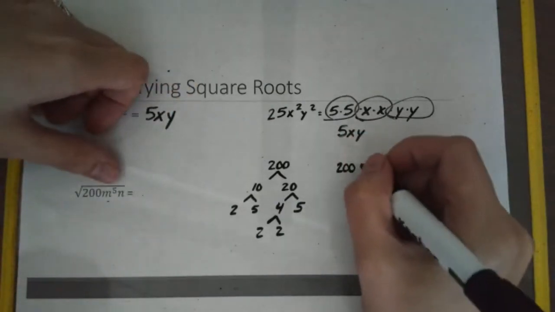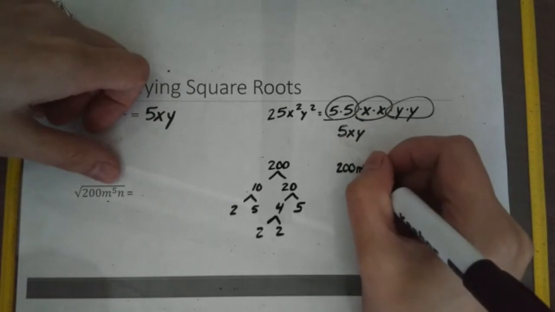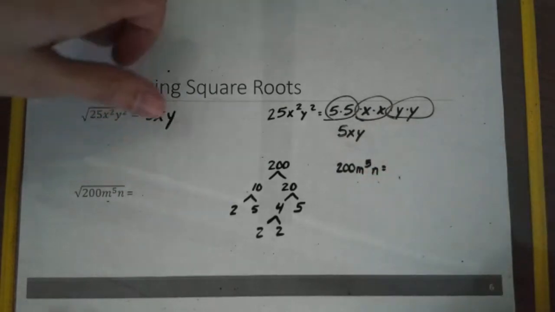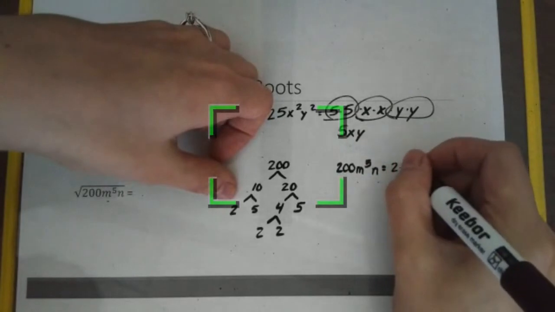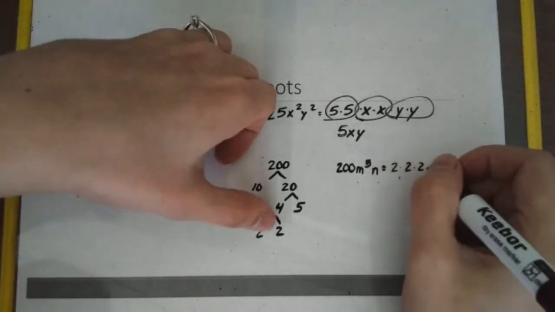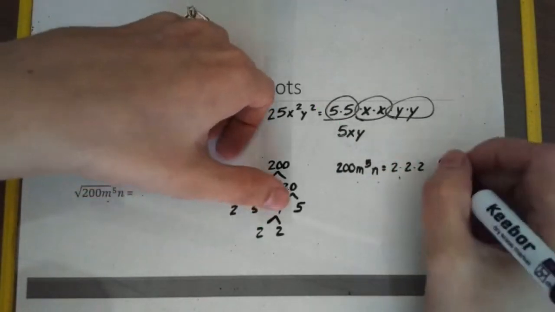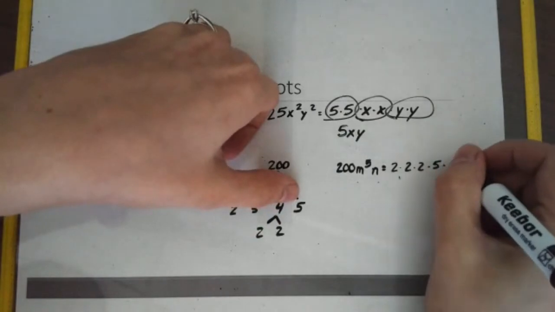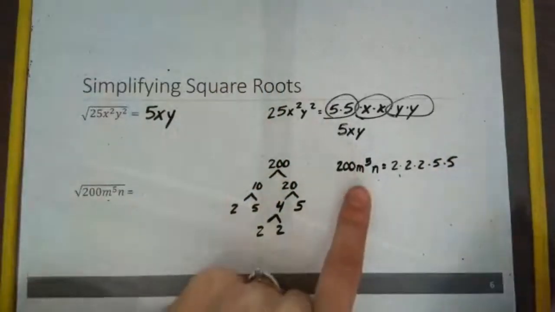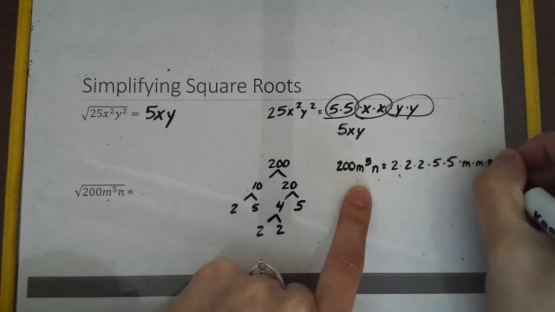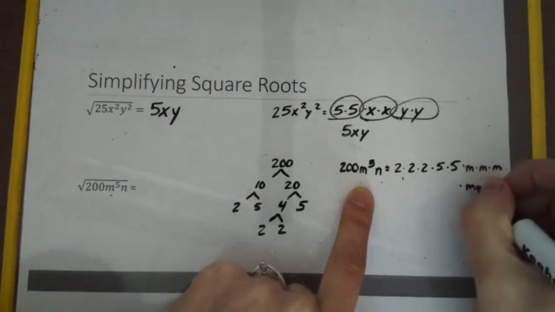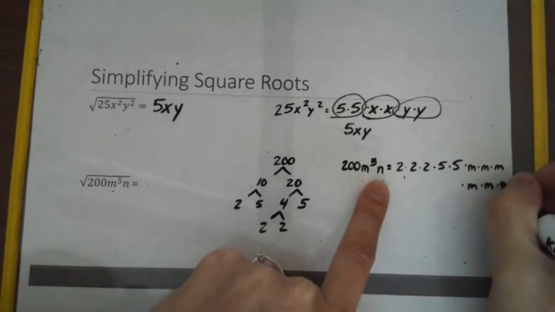So we looked at 200, and then m to the 5th n will be pretty easy. So 200 m to the 5th n is equal to 2 times 2 times 2. We have 3 factors of 2, and then 5 times 5. Then we have m to the 5th power. So we have m, m, m, m, m, and then an n.